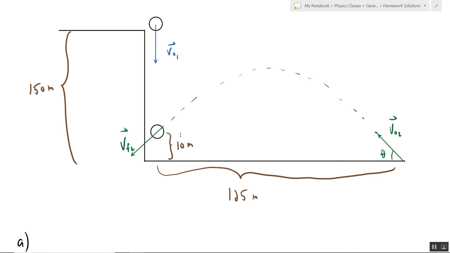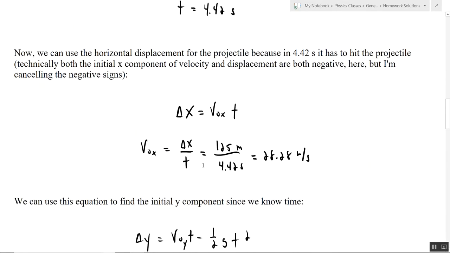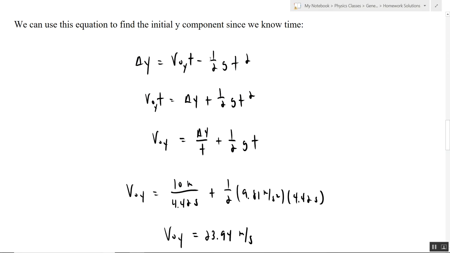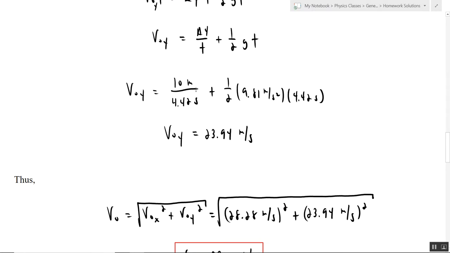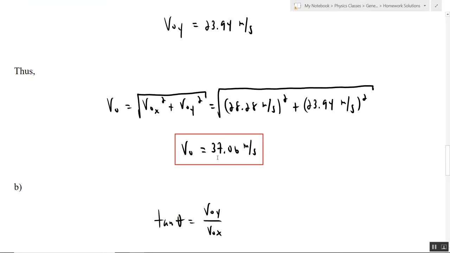If it's in the air for 4.42 seconds, the vertical displacement has to be 10 meters, is what I'm trying to say. So we can use delta y equals v0y t minus 1/2 g t squared to find v0y. That's what v0y has to be, such that delta y is 10 meters if it's in the air for 4.42 seconds, right? So you just solve this equation for v0y by doing a couple steps of algebra. You plug in the time that we just found, and delta y is plus 10, and that gives you v0y. So once you know v0y and v0x, just like the last problem, you square them, add them together, take the square root, and that gives you the speed that it's launched.